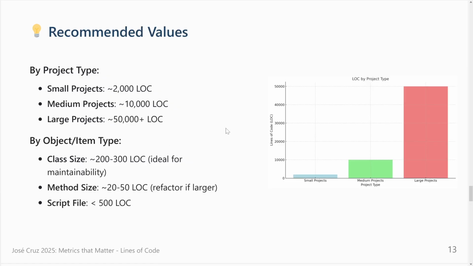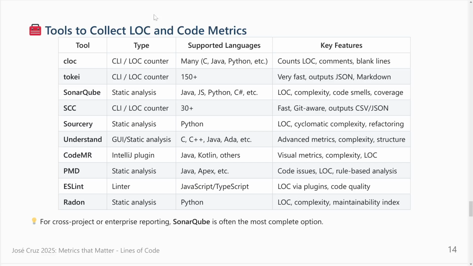I think that's just my opinion on this. So, some tools that you can use to collect the lines of code. You can collect other metrics, but I focus more here on lines of code. There's these ones: Cloc, Okay, SonarQube, and I have here a comment for cross-project enterprise reporting. SonarQube is often the most complete solution because it has a lot of metrics and issues.